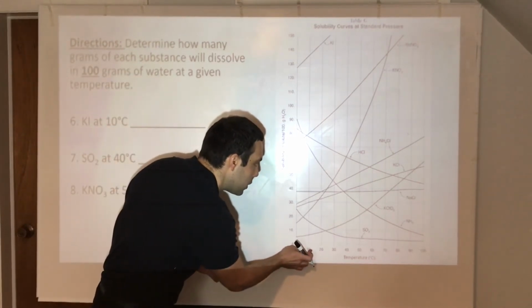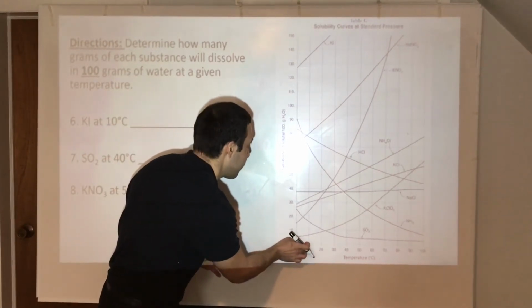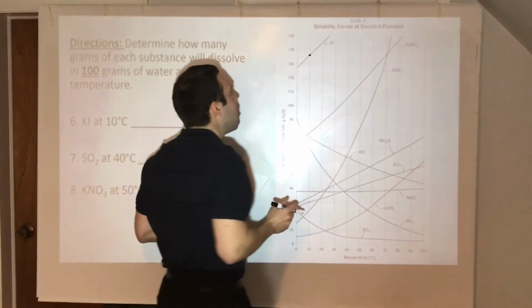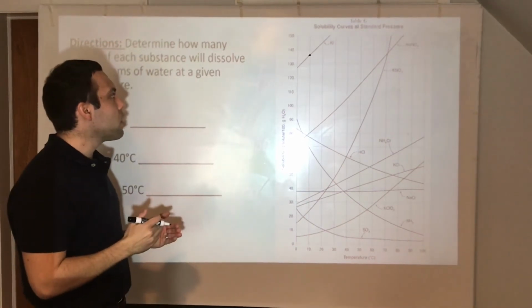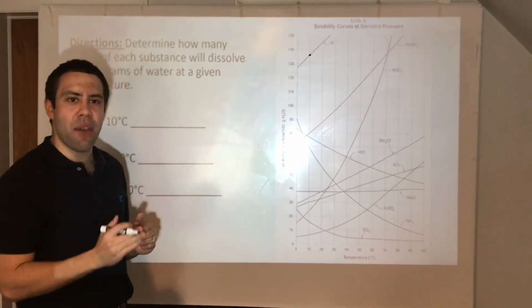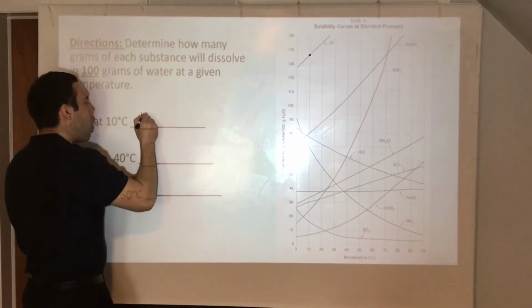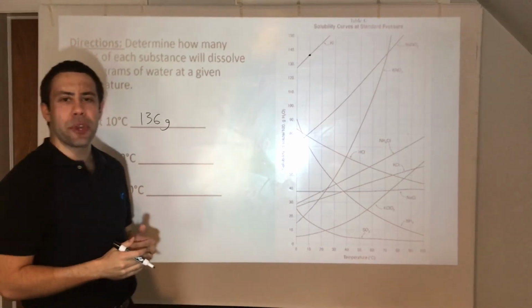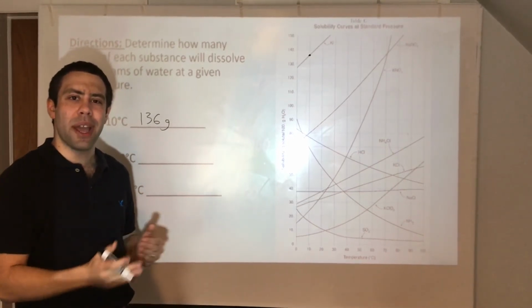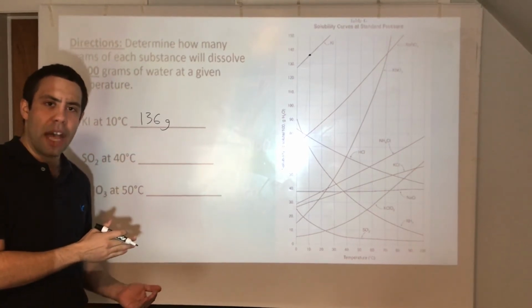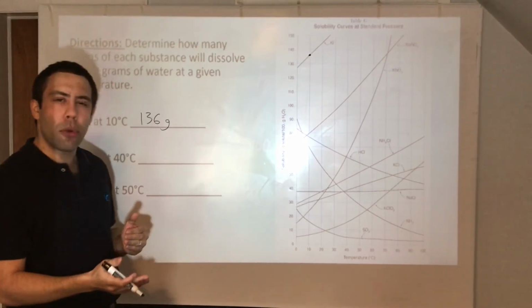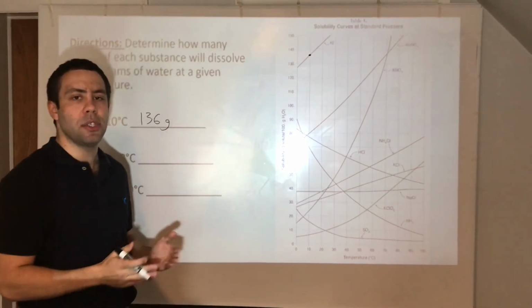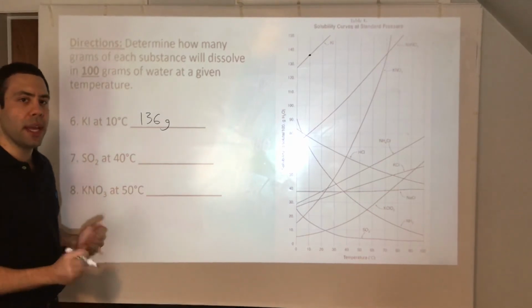So we go to 10 degrees Celsius, and we find KI, which is all the way here at the top. And the point is somewhere between 130 and 140, a little bit above halfway. So I would say 136 grams. Now, a graph question on the Regents will give you a little bit of leeway, plus or minus 2. So if you said 135, that would be acceptable. If you said 134, probably acceptable. And if you said 137, that would also be acceptable. So you have a plus or minus 2 off of the Regents stated correct answer.